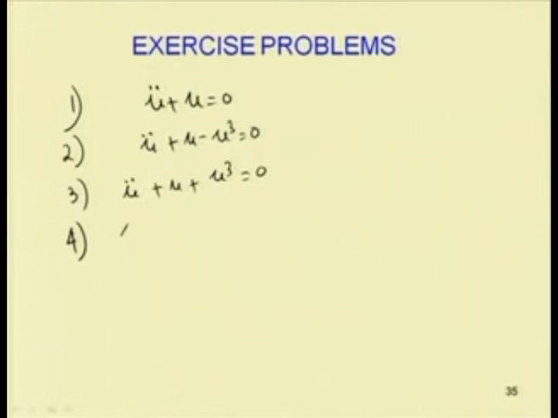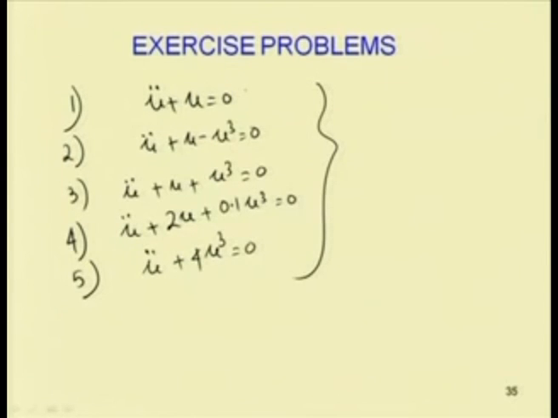Let us take some more. Let it be u double dot plus 2 u, where 2 is omega n square, plus 0.1 u cube equal to 0. And for the last exercise problem, you can take u double dot plus 4 u cube equal to 0.